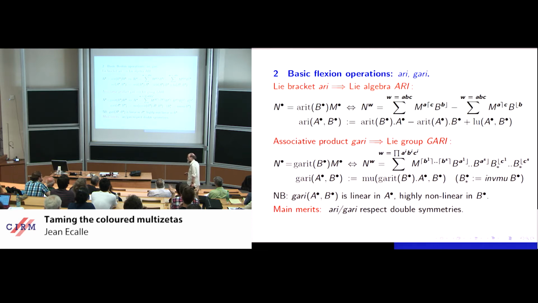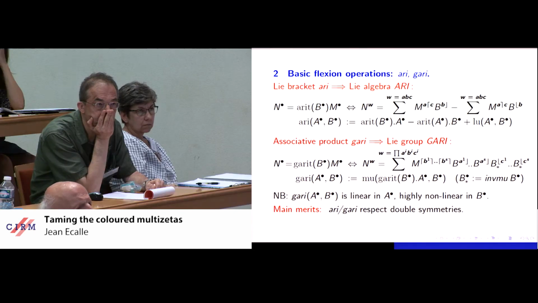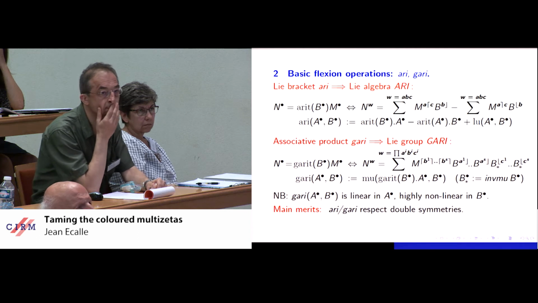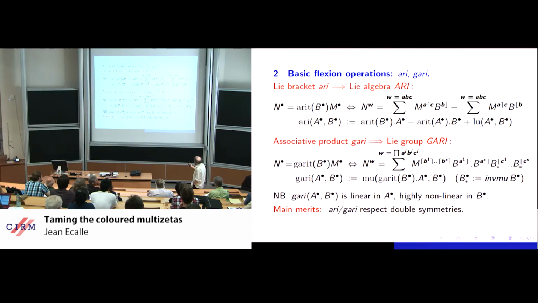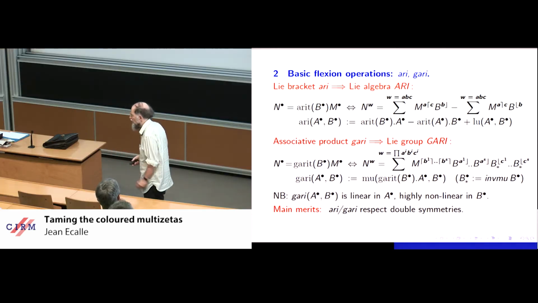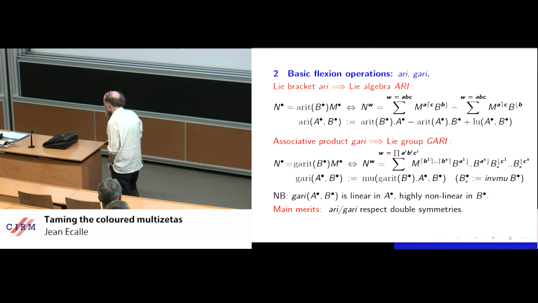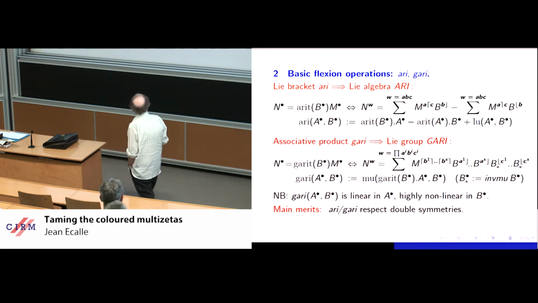So we have to resort to short combinations of letters. As you see, the definition in the GARI product is highly nonlinear in the second argument, because there are many B's on the left-hand side, and because these last ones are themselves multilinear in B. They are the inverse of B with respect to mould multiplication.